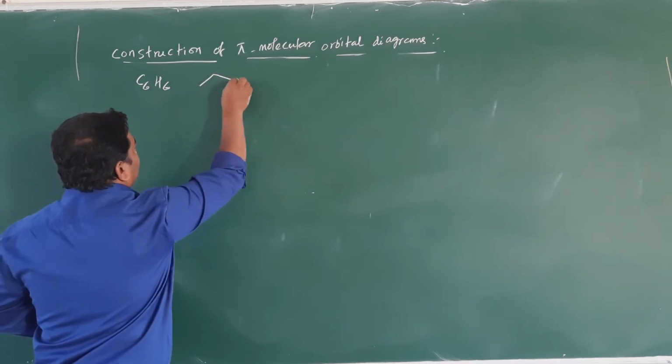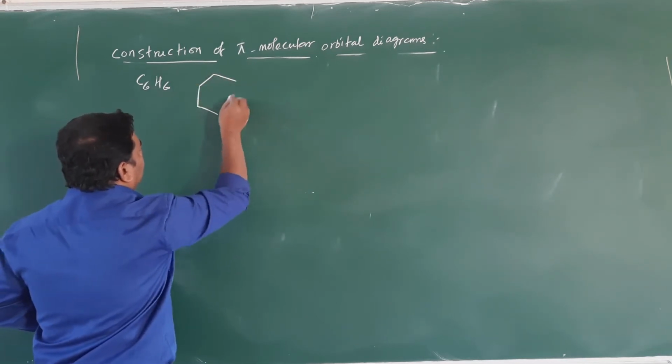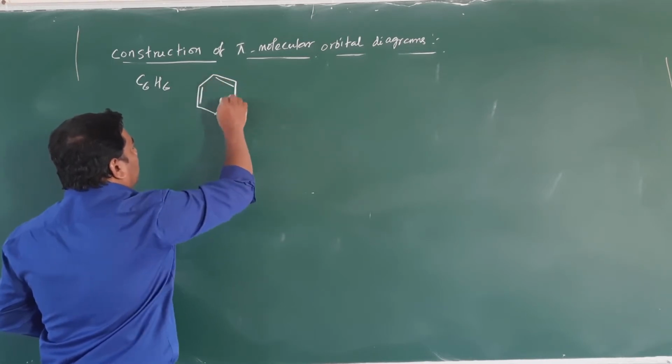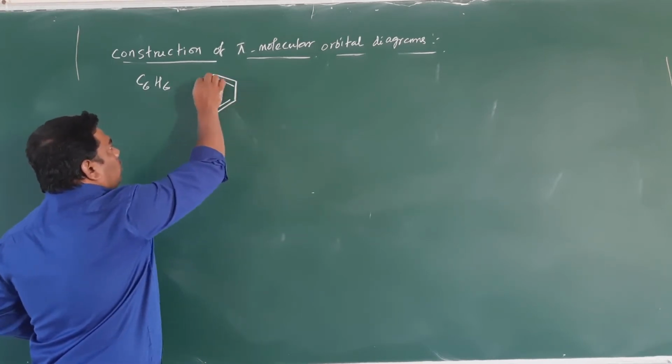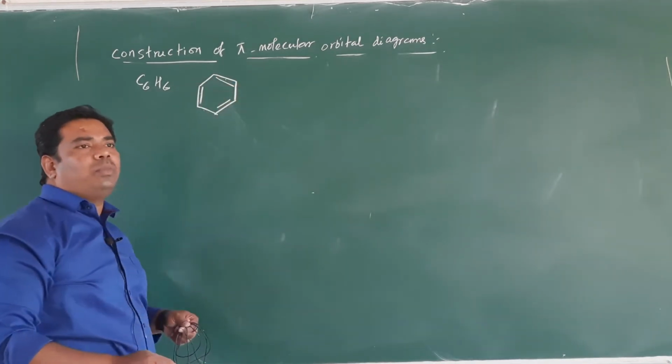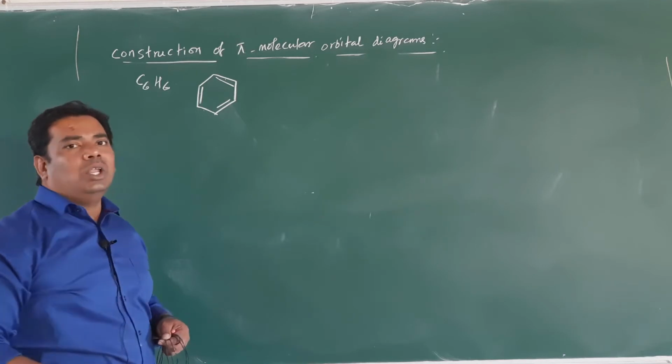The 6 carbon atoms are in a planar molecule. Double bond, double bond, double bond. Here you can see double bond, single bond, double bond, single bond, double bond, single bond. All the pi bonds are in delocalization.